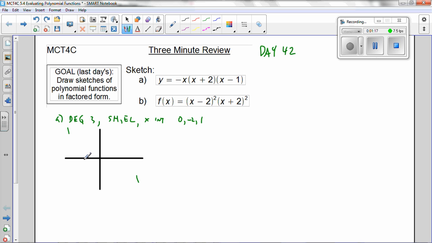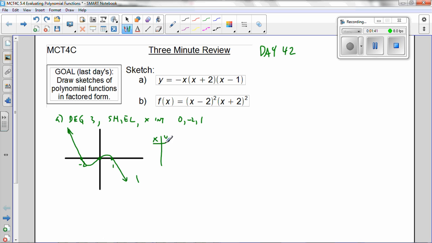So I'm going to put -2 over here. I don't really care about scale too much. 0 there, of course, 1 about there, and basically hook them all up. I'm not really caring too much how far I go above and below the x-axis, how high the bumps are, because now I'm going to put some scale in at the end, right?